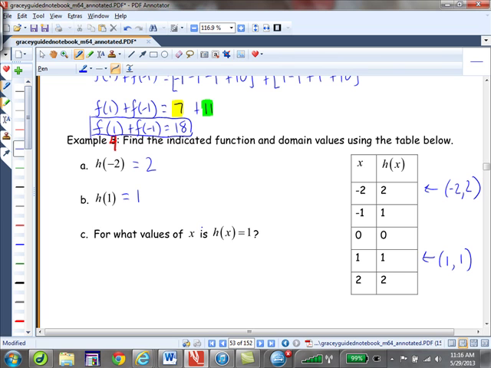Now this one's a little tricky. It's giving you the function value, the y value, and it's asking you what x values correspond. So with this one, do you see that h of x is 1 here and here? So it's asking you which x values correspond. So it's going backwards. So when x equals -1 and +1.